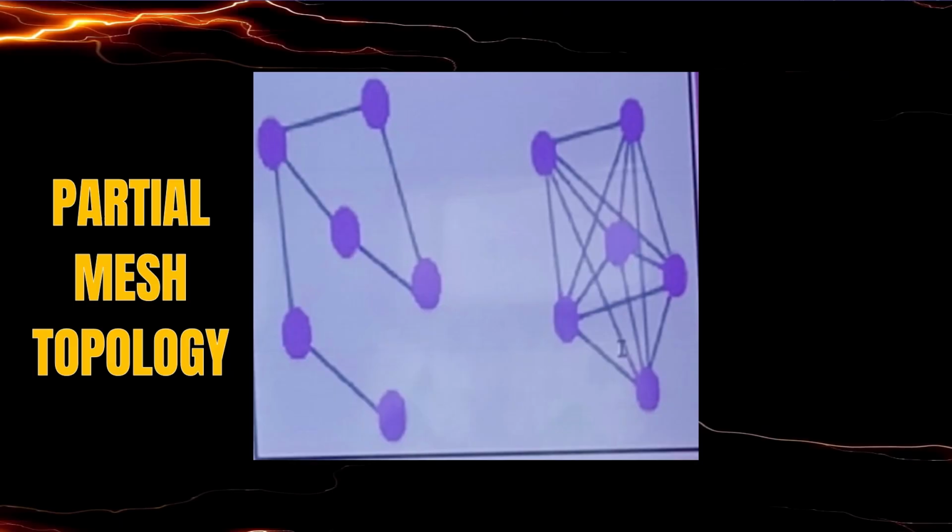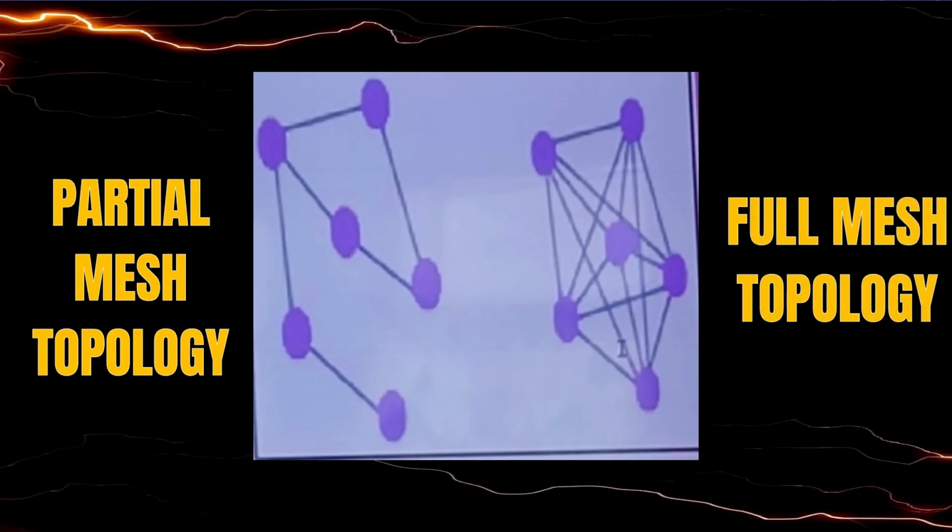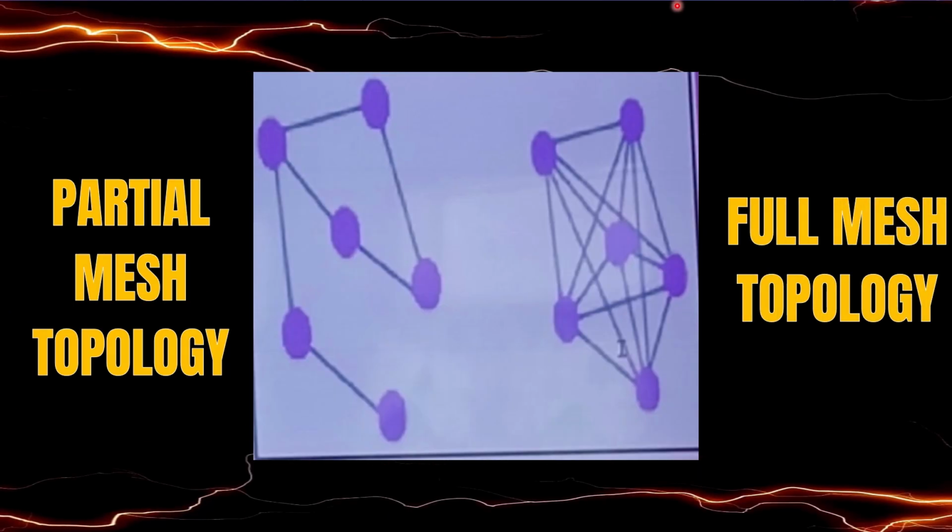So again, there are two main types of mesh topology. The first one is the full mesh topology, where every device is directly connected to all other devices. In partial mesh topology, some devices are connected to all others, while others are only connected to a few. Full mesh offers maximum redundancy, but it's also more expensive and complex to set up.